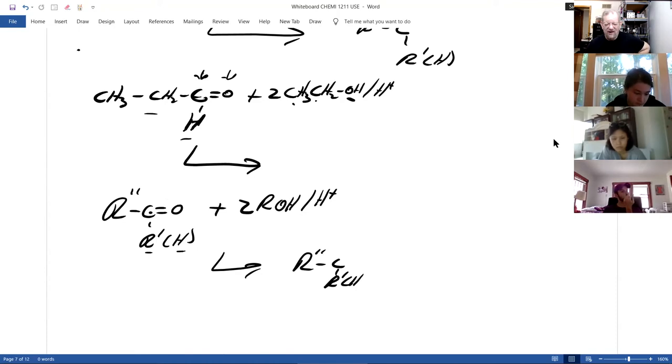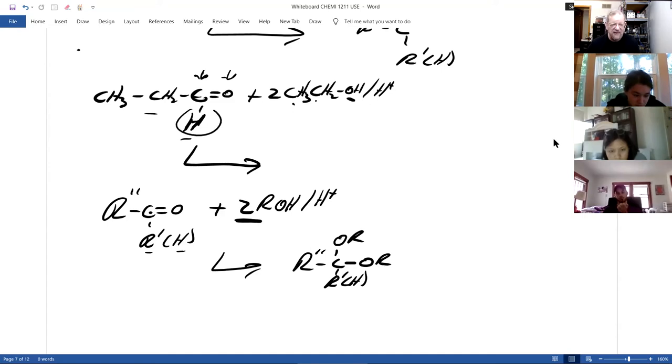What's attached to an R prime or hydrogen? R double prime is still attached. Then you have the two oxygens, because that's where you need the two alcohols. And each oxygen has the R group from the alcohol.